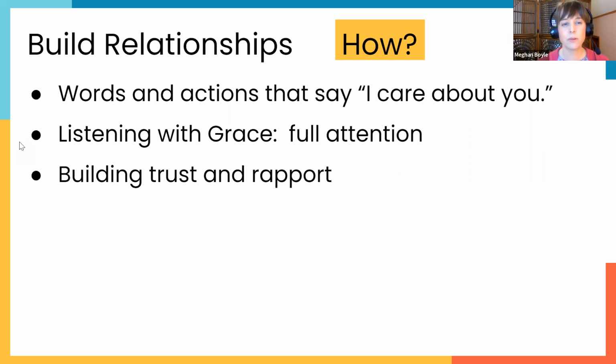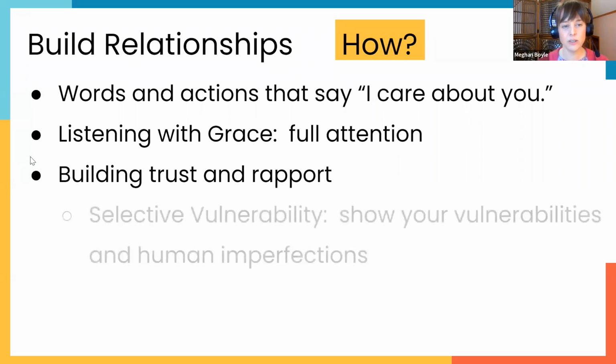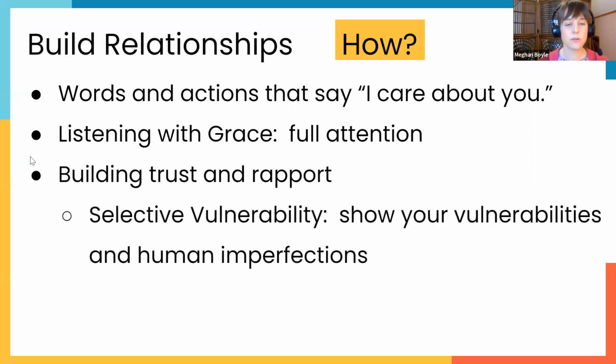We could also build relationships by building trust and rapport. And there's about 4 or 5 ways in which we can do this. And one of them is through selective vulnerability. And this means to show your vulnerabilities and human imperfections. So what does that mean exactly?